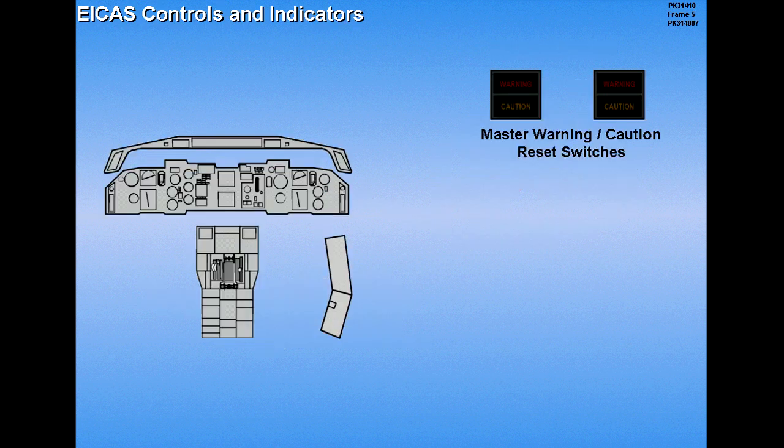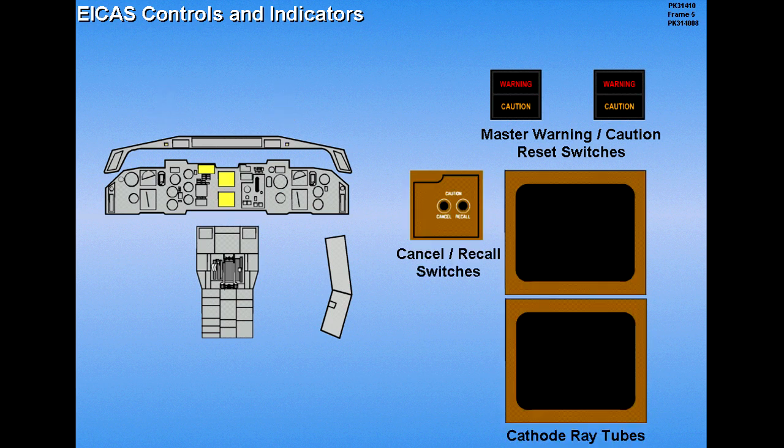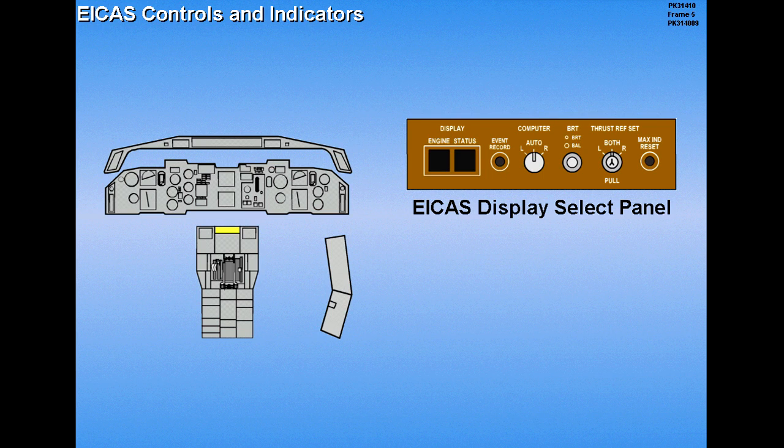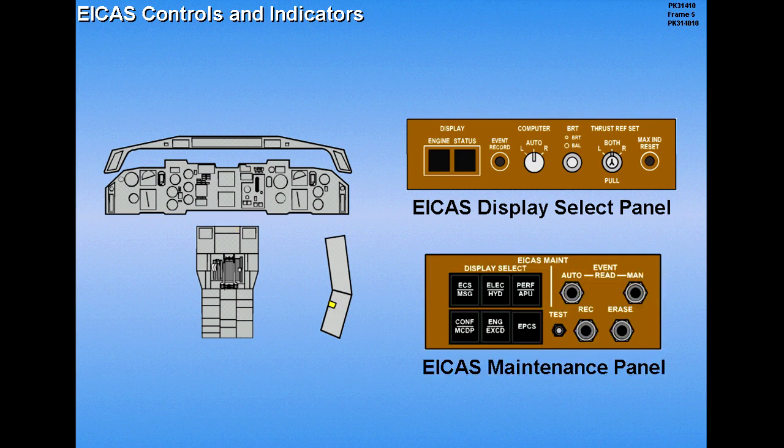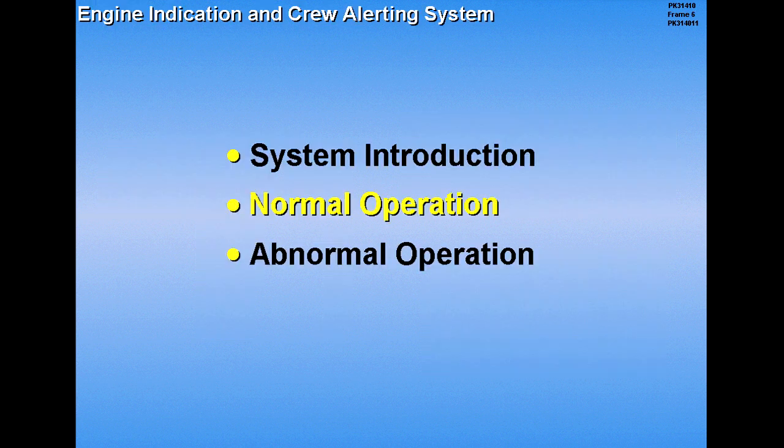The EICAS controls and indicators are located on the glare shield, the forward instrument panel, the forward pedestal, and the auxiliary panel. Let's now discuss the normal operation of EICAS.